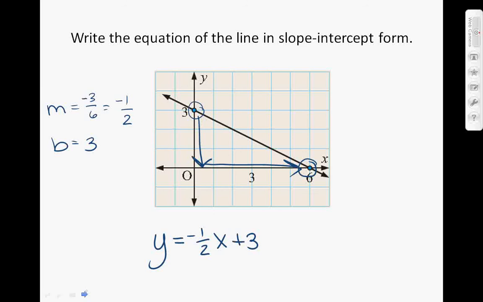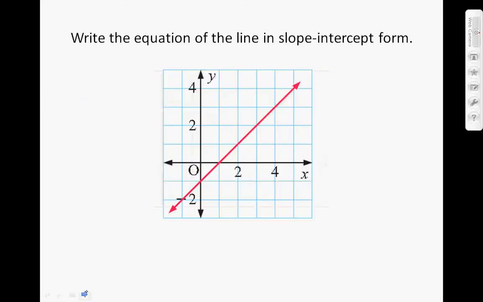Let's try it again. Write the equation of this line in slope-intercept form. So again, ask yourself what the slope is, ask yourself what the y-intercept is. This y-intercept is really easy to tell. It's crossing the y-axis at -1, so the y-intercept is -1. The slope of this line, how about from this point, the y-intercept, to this point? Looks like I'm rising up 1, and I'm running to the right 1. So the slope is 1/1, or just 1.